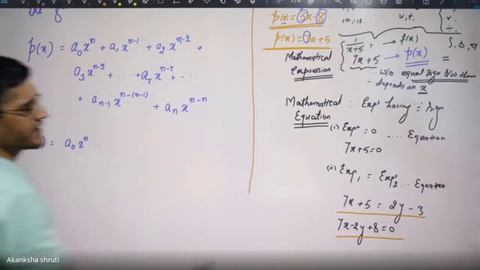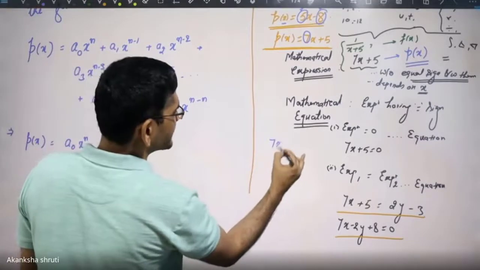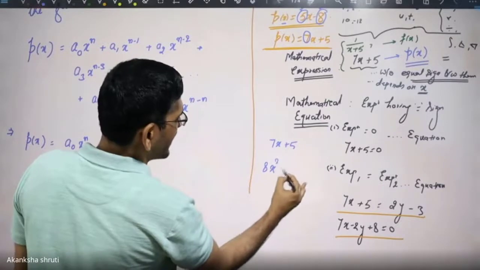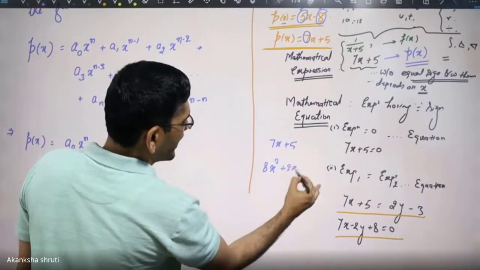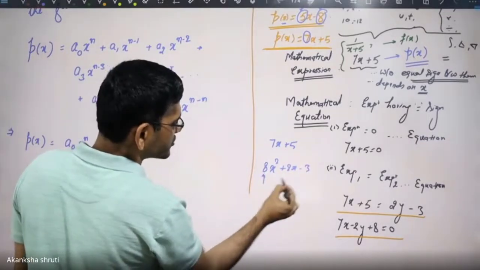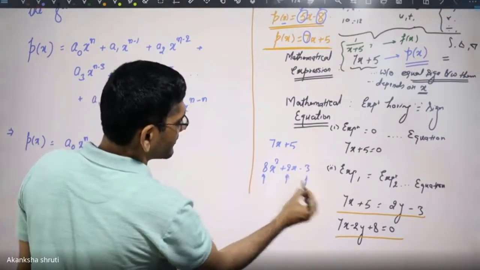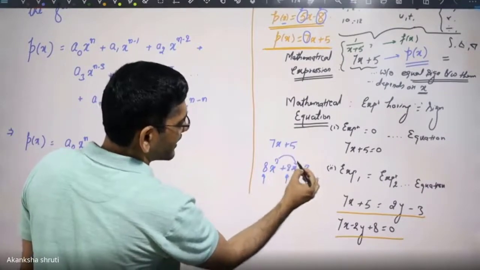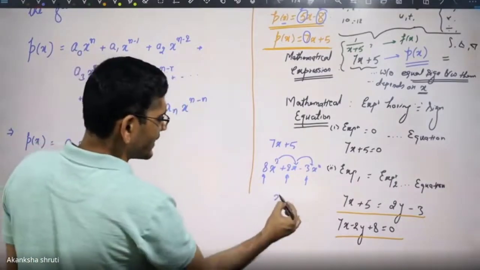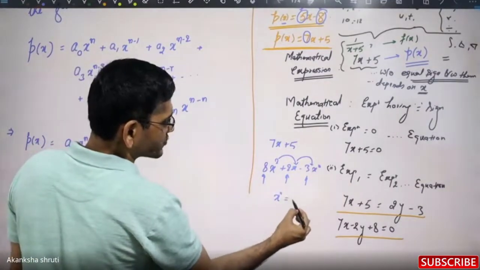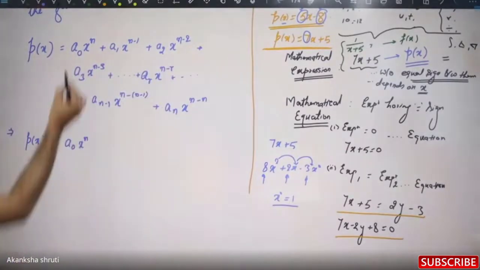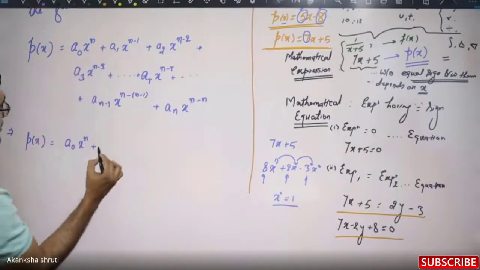Students, like here we have written 7x plus 5. One may take 8x square plus 2x minus 3. Here we are getting these constants, but the power is decreasing. Here x to the power, it is like 0. Okay, students, because any number to the power 0 is always 1. That we have learned in our chapter 1 maths basic. So this is already in simplified form.